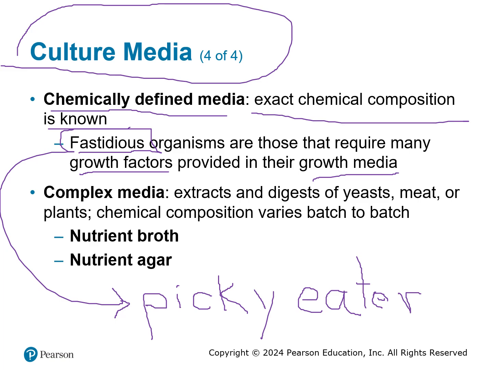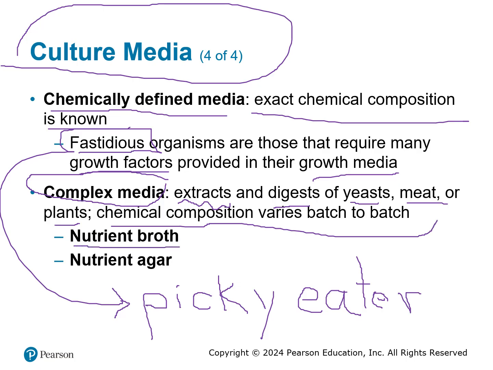Now, in contrast, complex media is going to be just a bunch of weird stuff, almost like witch's brew or something. It's going to have extracts and digests of yeast, meat, brain, heart, plant, and so it's going to vary from batch to batch. So you don't know exactly what's in there. Examples are going to be nutrient broth and nutrient agar.